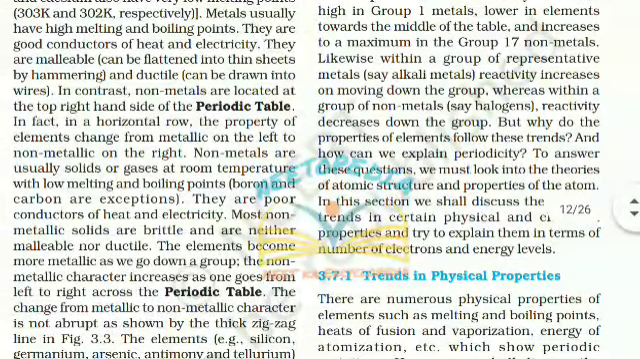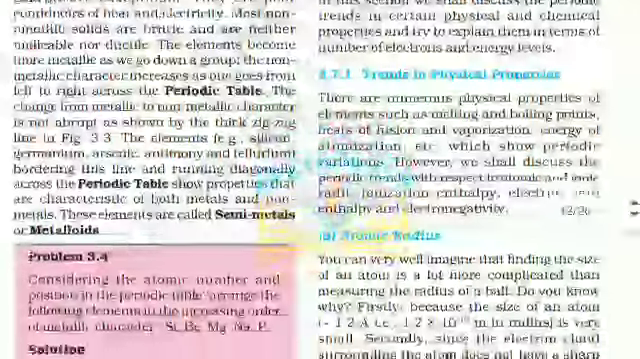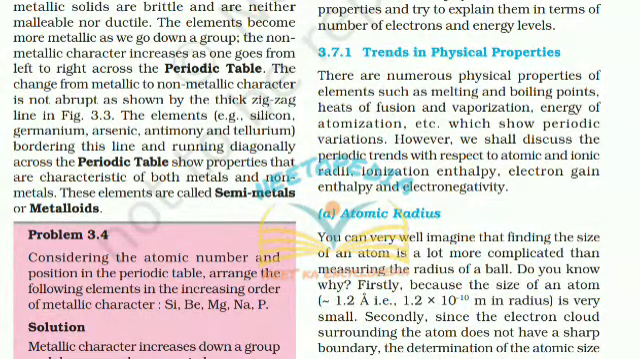Boron and carbon are exceptions. They are poor conductors of heat and electricity. Most non-metallic solids are brittle and are neither malleable nor ductile. The elements become more metallic as we go down a group, and the non-metallic character increases as one goes from left to right across the periodic table. The change from metallic to non-metallic character is not abrupt, as shown by the thick zigzag lines in figure 3.3.